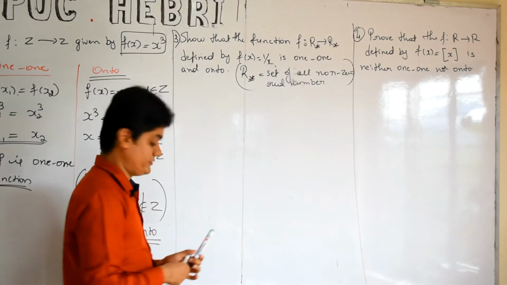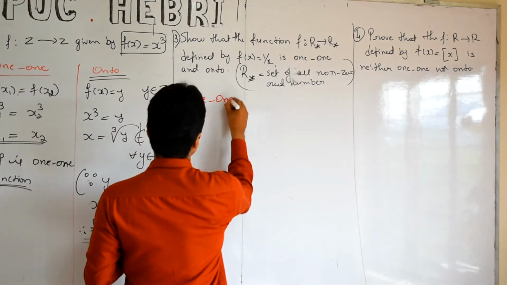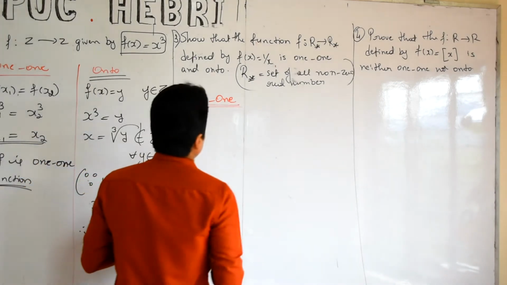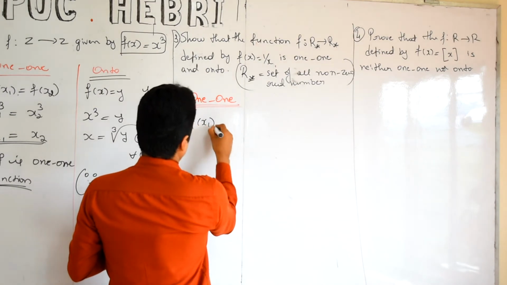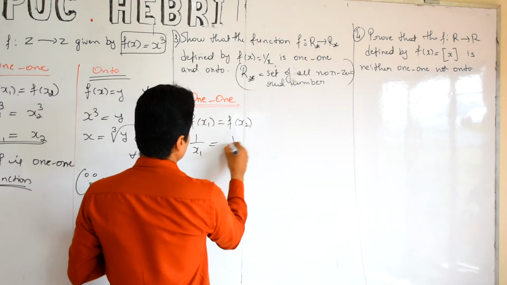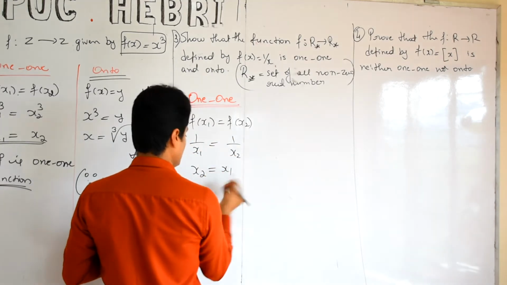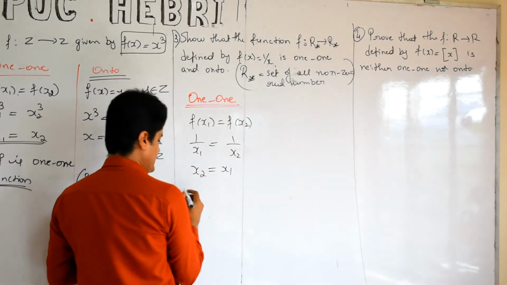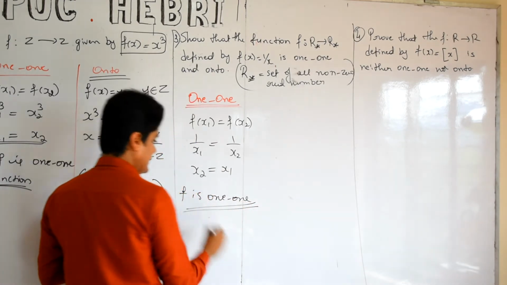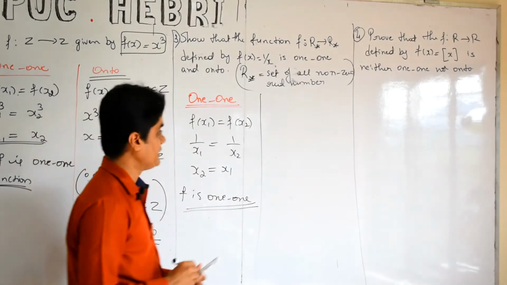So you have to prove it is 1-1. Let me start with the first one, 1-1. We have to check whether it is 1-1 or not. Let us assume that images are equal. So 1 by x1 is equal to 1 by x2. Cross multiply, x2 is equal to x1. If images are equal, then elements are equal, so we know that f is 1-1. So we proved that it is a 1-1 function.